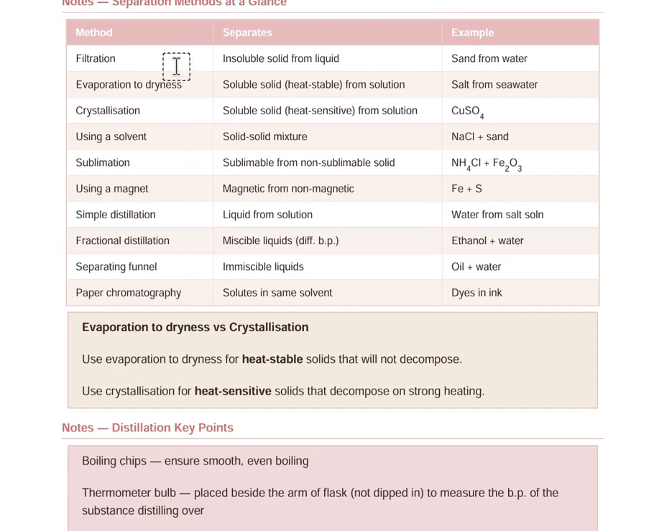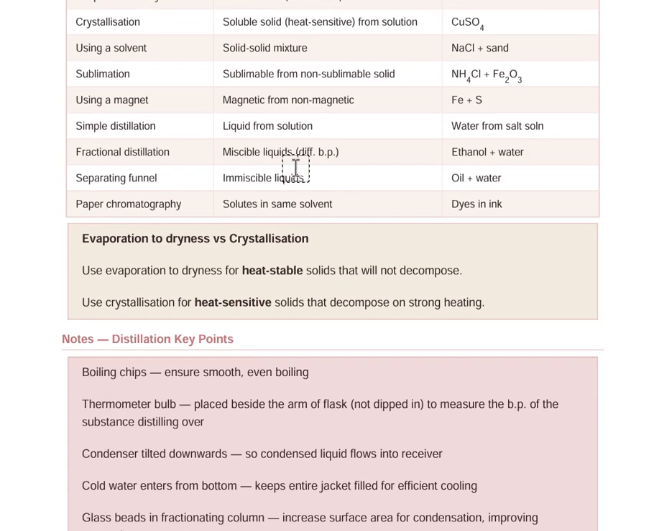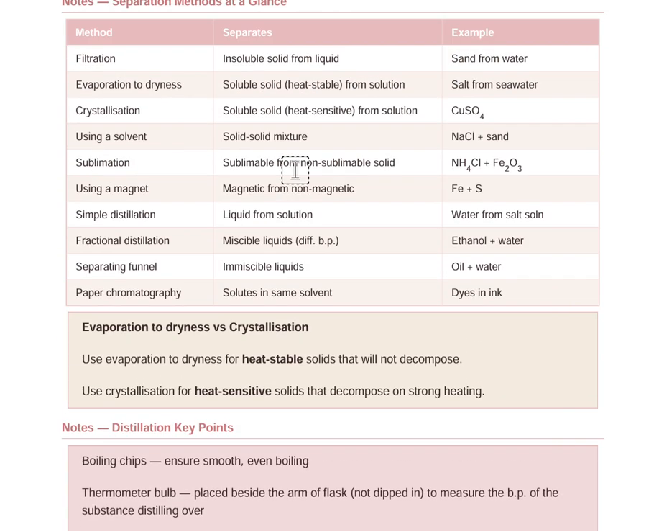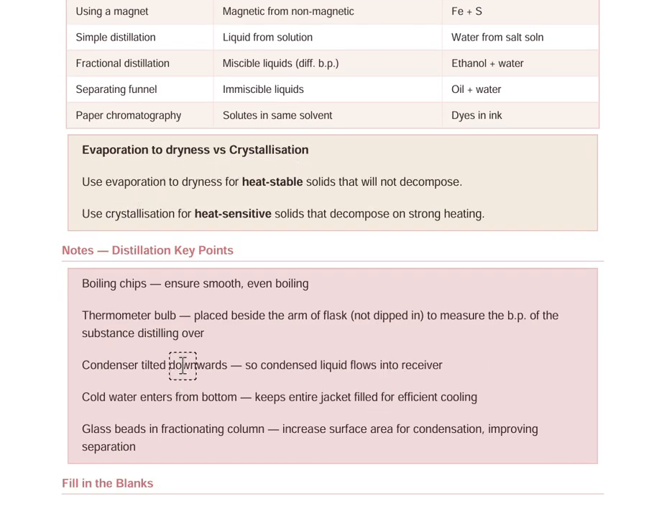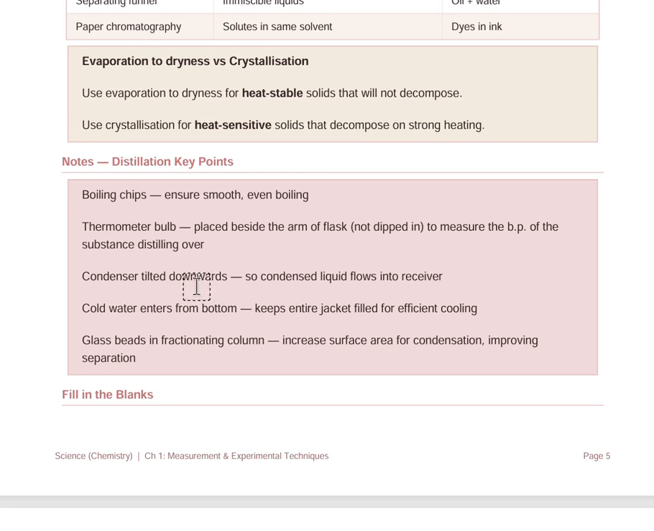Okay, so filtration is for insoluble substances. You can just read through everything. Most of these things we learned in lower sec. Chemistry is basically a recap of everything in lower sec for the first few chapters, and then it's new stuff. Boiling chips to ensure smooth, even boiling. Thermometer bulb. I don't think we need to learn about the thermometer bulb for now.